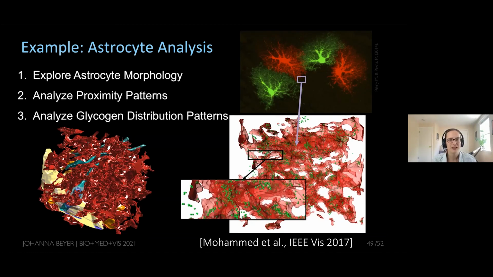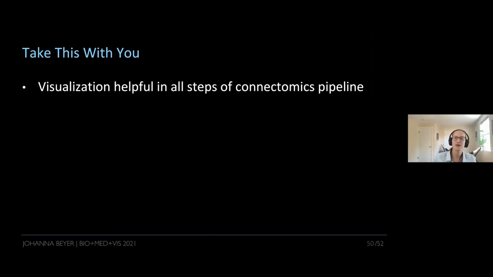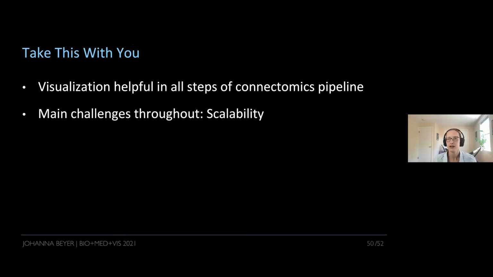All right, and I'm running out of time. So the main thing you should take with you is that visualization is helpful in all steps of the connectomics pipeline. I focused on the segmentation visual analysis today, but it's really in every step that visualization can be helpful. And then the main challenge in connectomics throughout is scalability. On the one hand, that's computational scalability, for example, doing volume rendering on this terabyte-sized data set. But on the other hand, it's also visual complexity. So creating visual abstractions that scale with the amount of structures you have in your data set or with the complexity. So coming up with clever visual encodings.